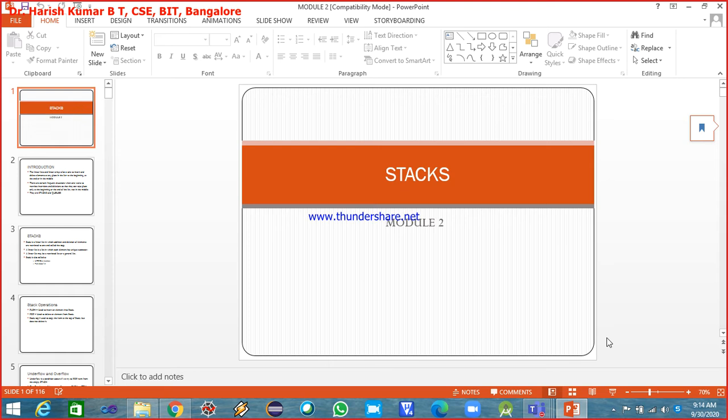Before performing the pop operation, you have to check for the stack empty condition. How do you check for the stack empty condition? If top is equal to minus 1, then we say the stack is empty, and you cannot pop any item from an empty stack. These are all the things we understood in yesterday's class.